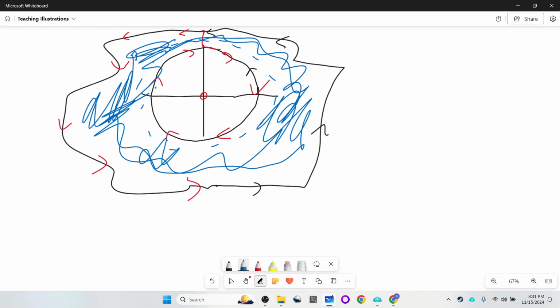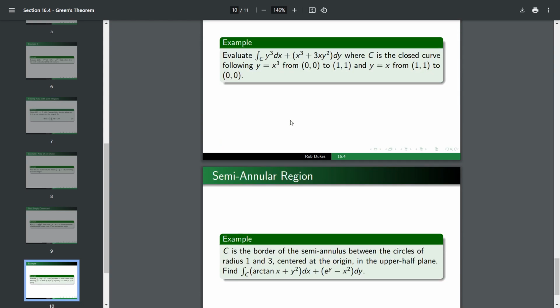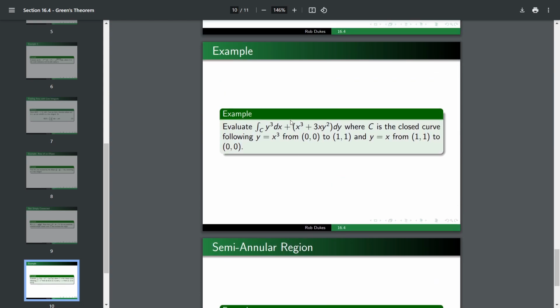Anyway, that's just a little topological trick that's not something you'll really have to do in this course, but I did want to emphasize the fact that if there's a place in your region where the field's undefined, then Green's theorem does not apply. You have to do it the old-fashioned way. Okay, let's do a few more examples here, and then we can call it.